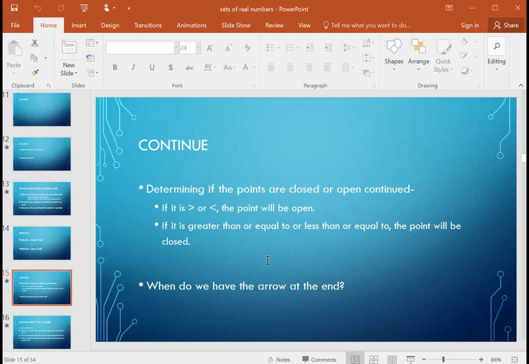It's more than that. If it's greater than or equal to or less than or equal to, it's going to be closed. You have that word equal. Whenever you see the word equal, that means it's closed. It's a part of it. And then, when do we have the arrow at the end? You have the arrow at the end if it's greater than, less than, greater than or equal to, or less than or equal to, because it keeps on going. If I say greater than 5, that could be 1 billion. That could be any number on that side. So you have to put an arrow to continue. You don't just stop on the number line.